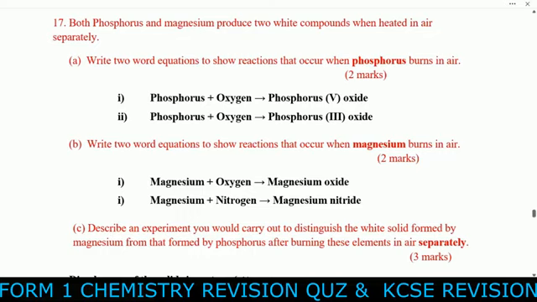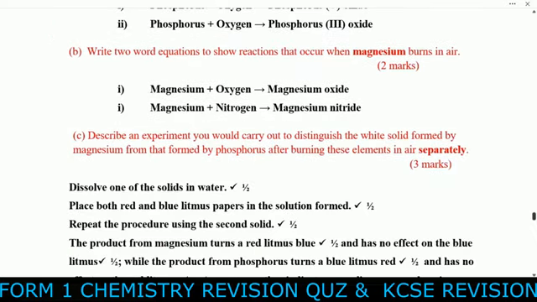Next, write two word equations to show the reactions that occur when magnesium burns in air. And these are simple reactions or simple questions. Magnesium plus oxygen, you get magnesium oxide. Magnesium plus nitrogen, you get magnesium nitrate.